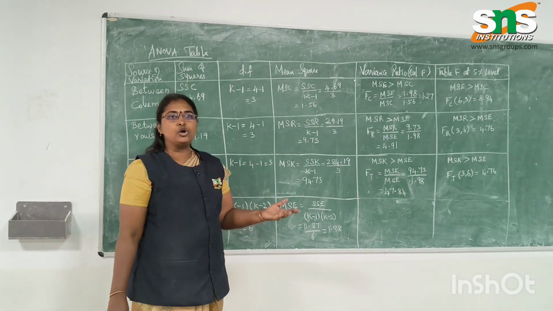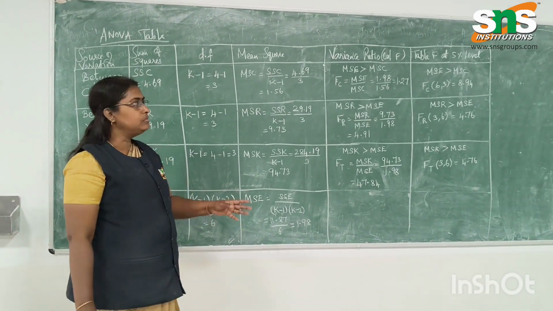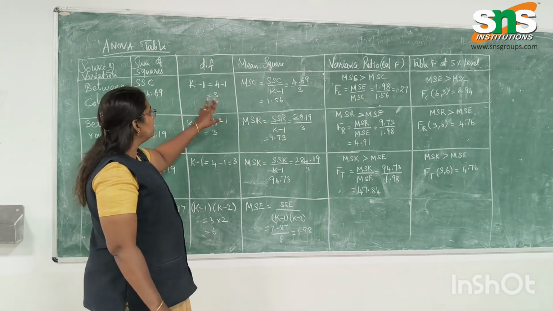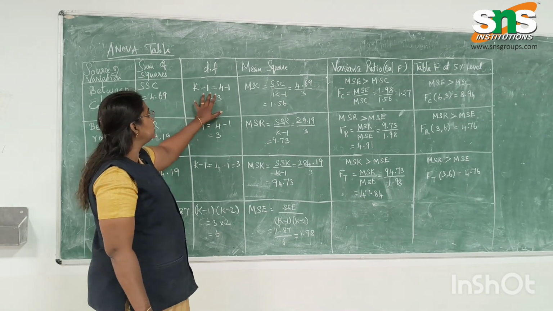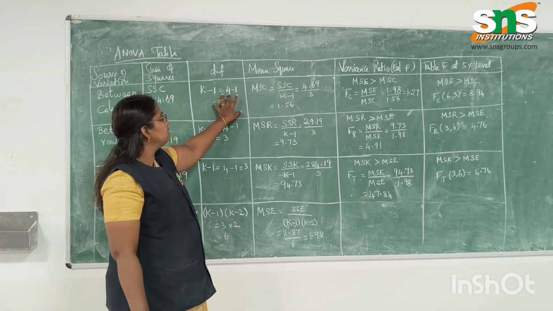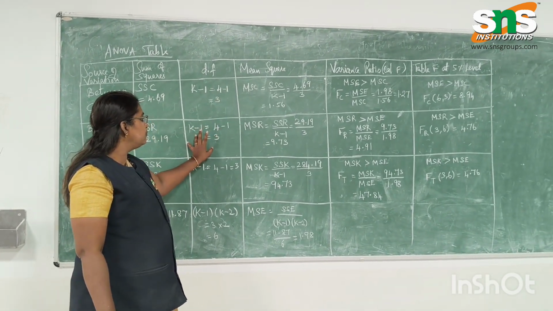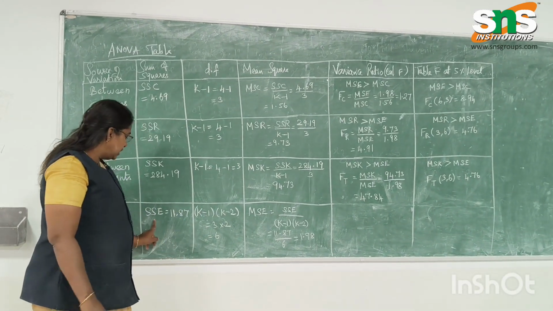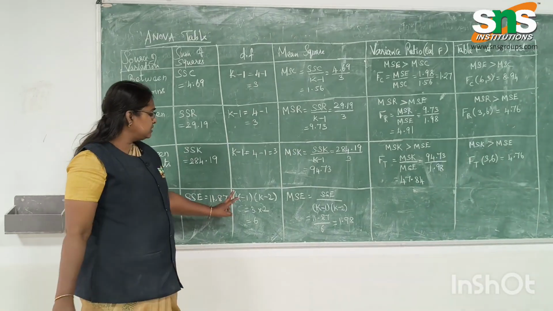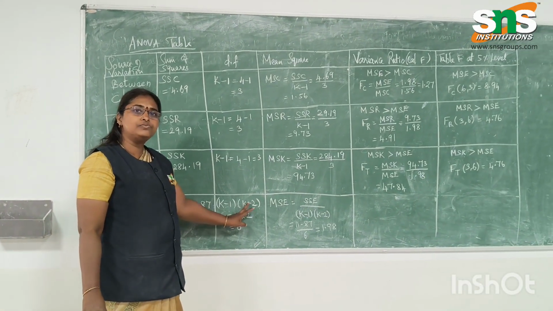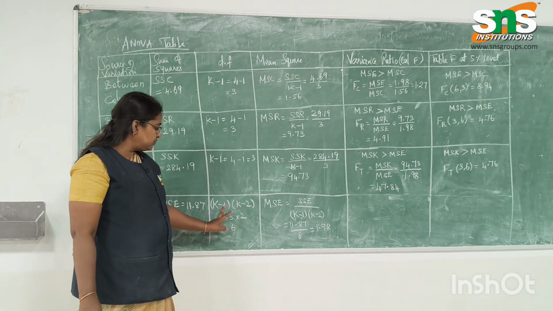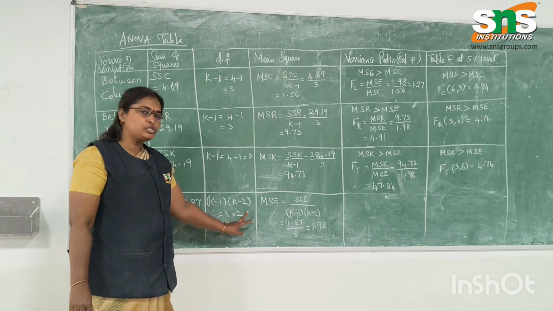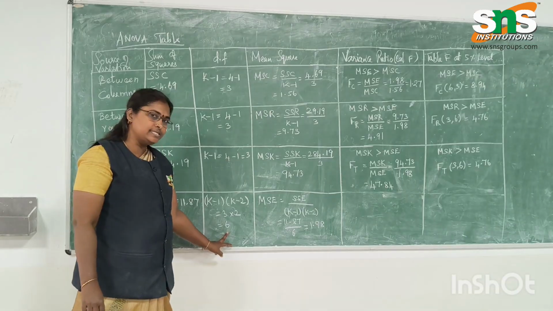The next column is the degrees of freedom. For the Latin square, all the rows and columns are 4 only, so we can have a common formula: k minus 1. There are 4 data, so 4 minus 1 equals 3. Here also 4 minus 1, 4 minus 1. After that, the error calculation. The degrees of freedom for error is (k minus 1)(k minus 2). So k minus 1, that is total data 4, so 4 minus 1 is 3, and 4 minus 2 is 2, and 3 into 2 is 6.